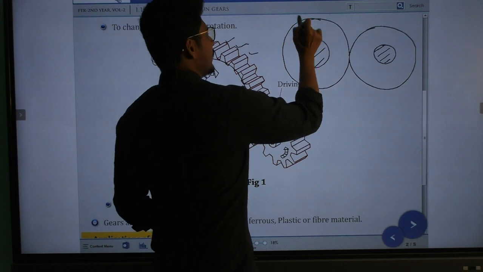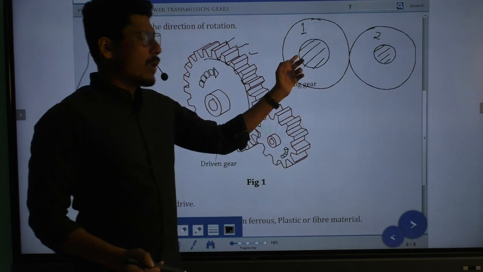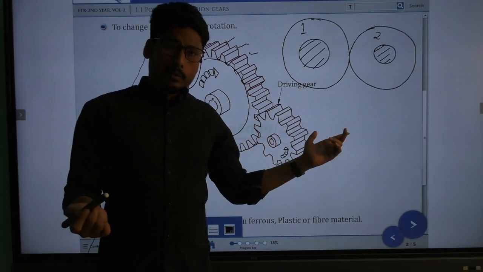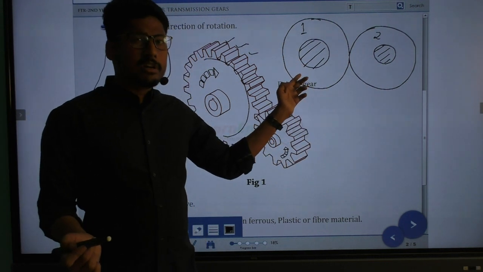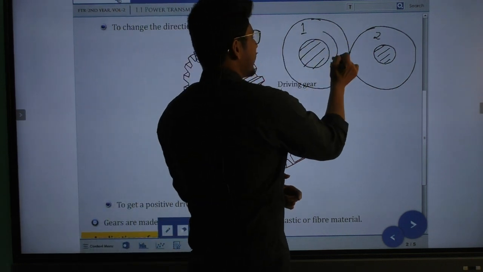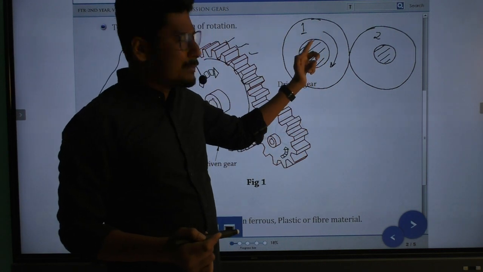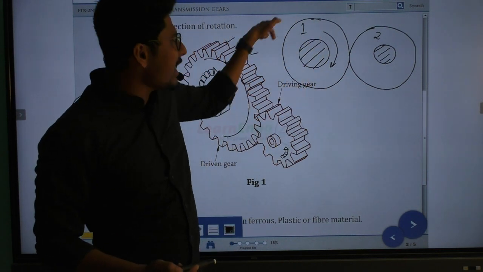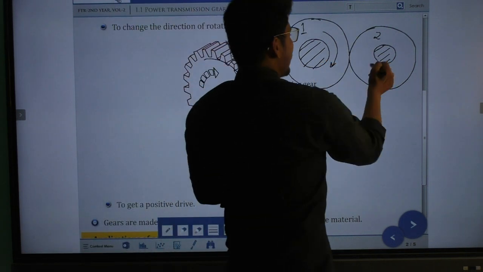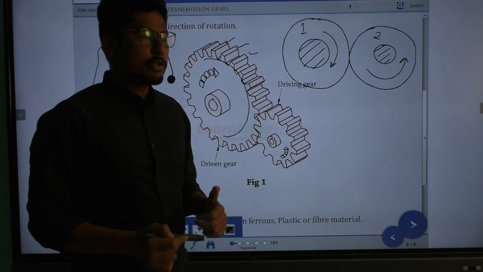So this is the number 1 gear, this is the number 2 gear, and the number 1 gear is called the driving gear. Why is it called the driving gear? Because the initial motion is given to this shaft, so this is called the driving gear. If this gear rotates in the clockwise direction, this gear must rotate in the anti-clockwise direction.